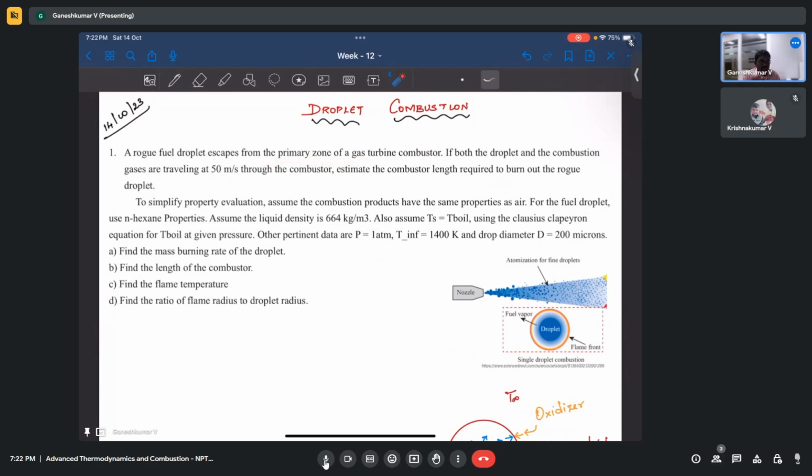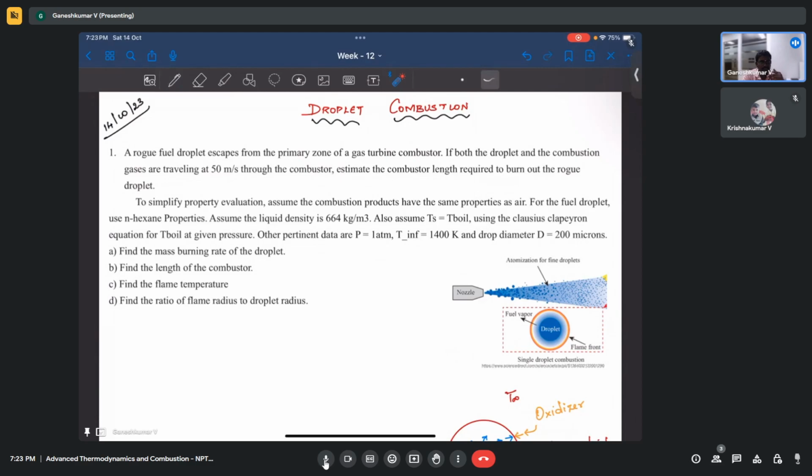So let's say it was bigger, so it escaped the primary zone of the gas turbine. Now, if both the droplet and the combustion gases surrounding it are moving, so it's a transient phenomenon, right? The gas turbine combustor is, let's say, in an aircraft engine, right? An aircraft keeps on moving, right? So gases keep on entering and leaving. So when the fuel is sprayed for the first time, during the operation, the one big droplet came and it couldn't fully evaporate in the primary zone of the combustor. Then it entered the secondary zone of the combustor.